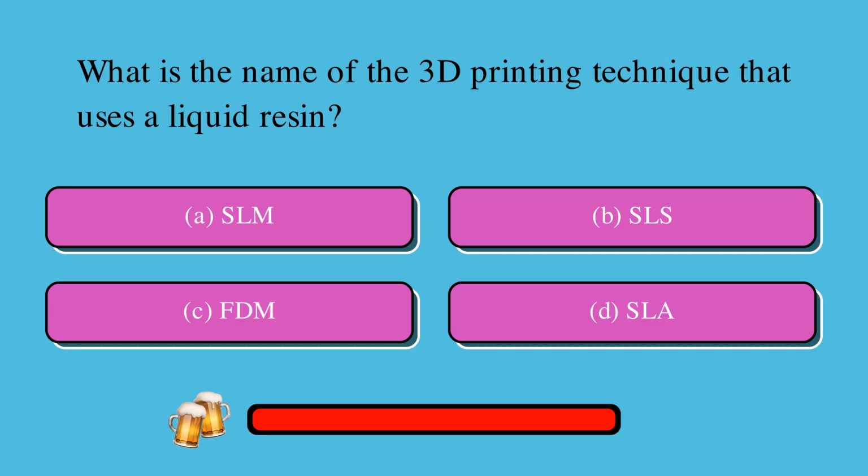What is the name of the 3D printing technique that uses a liquid resin? Is it A, SLM, B, SLS, C, FDM, or D, SLA? The correct answer is D, SLA.